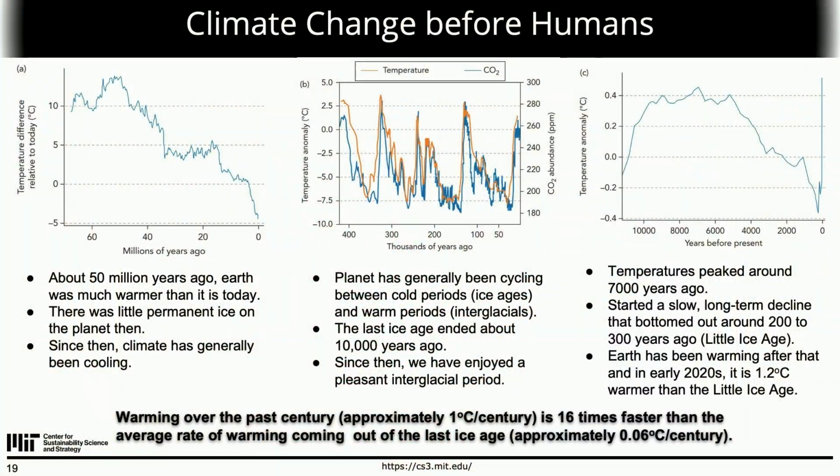And to put a number to it, the warming over the past century is about 1 degree centigrade per century, which is 16 times faster than the average rate of warming coming out of the last ice age, which was 0.06 degrees per century. So climate change has not been new for Earth. The climate has always been changing. But what's new is the magnitude, the rate, the speed at which the Earth's climate is warming currently. That is what is concerning.